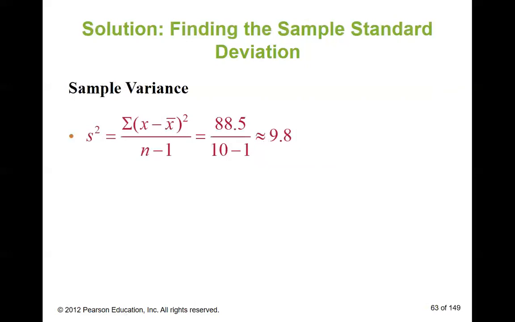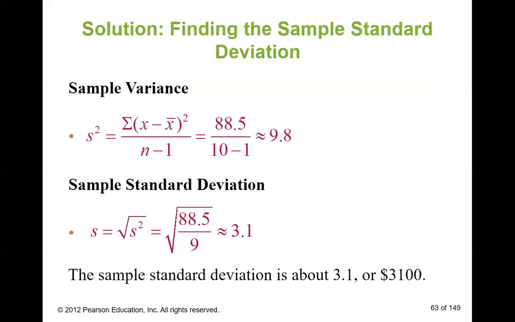Now, if I take the square root of 9.8, what does that give me? 3.1. So instead of saying that the standard deviation is 3,000, which is what we had if this is the population, now the standard deviation of the sample is 3,100. It's a little bit bigger.